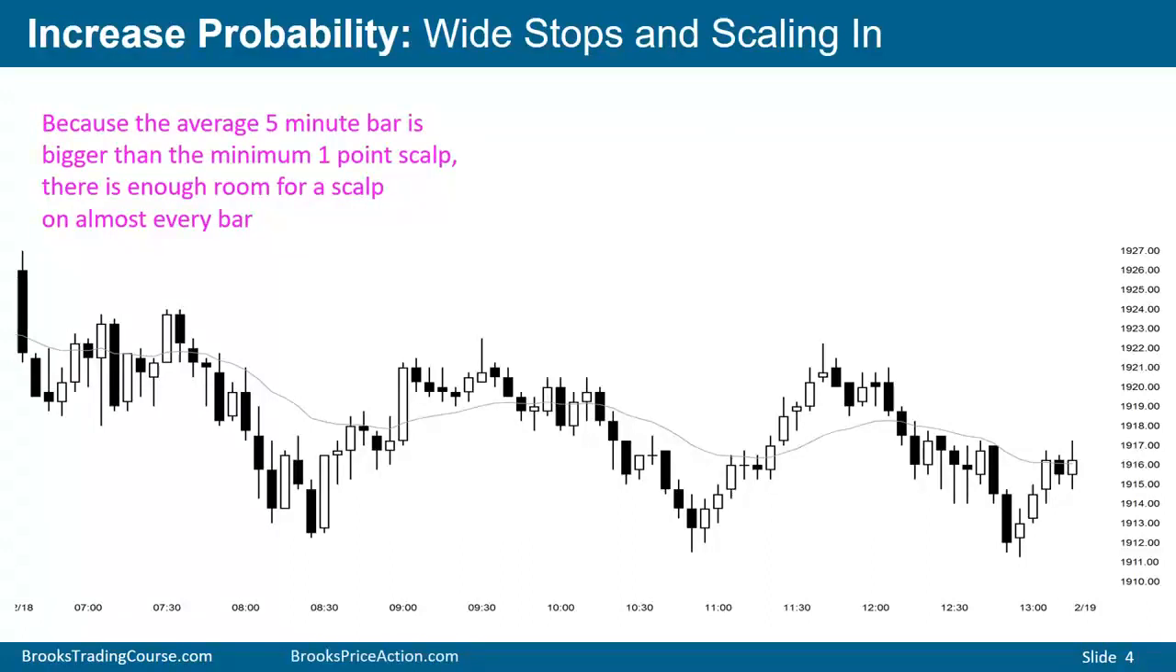On an average 5-minute E-mini chart, the average bar is bigger than a minimum scalp size, 1 point. That means there's enough room for a scalp on almost every bar, and a really experienced trader can see potential entries on every bar. That does not mean he takes every entry, but it means he sees lots of opportunities. He only has a matter of minutes, sometimes seconds, to process risk, reward, and probability, and if he's not satisfied with his conclusion, he does not take the trade.